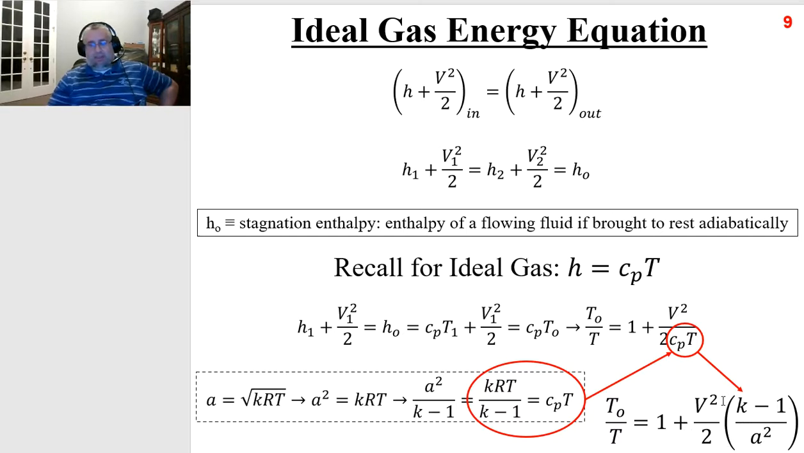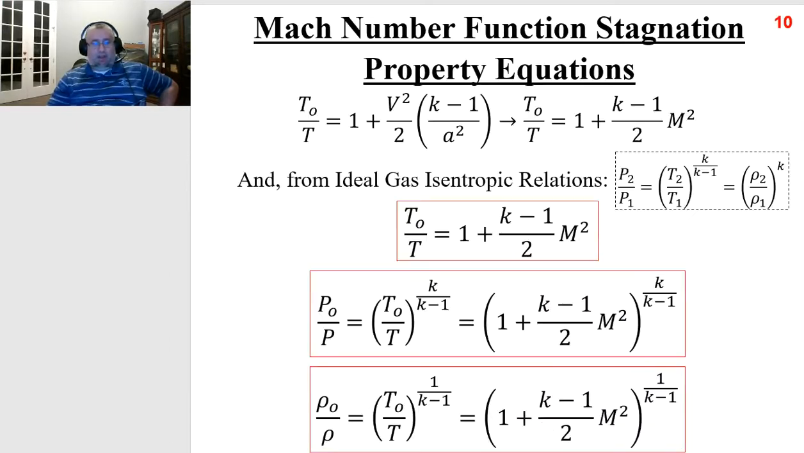Now, something incredibly magical and wonderful has just happened here, right? I've got a velocity squared in the numerator. I've got the speed of sound squared in the denominator. And so what can I do? I can bunch those together and turn them into the Mach number squared, right? Because the velocity of the flow divided by the speed of sound of the flow is the Mach number. And so I can just rearrange through algebra and get my ratio of stagnation temperature to temperature being equal to 1 plus k minus 1 over 2 multiplied by the Mach number squared.